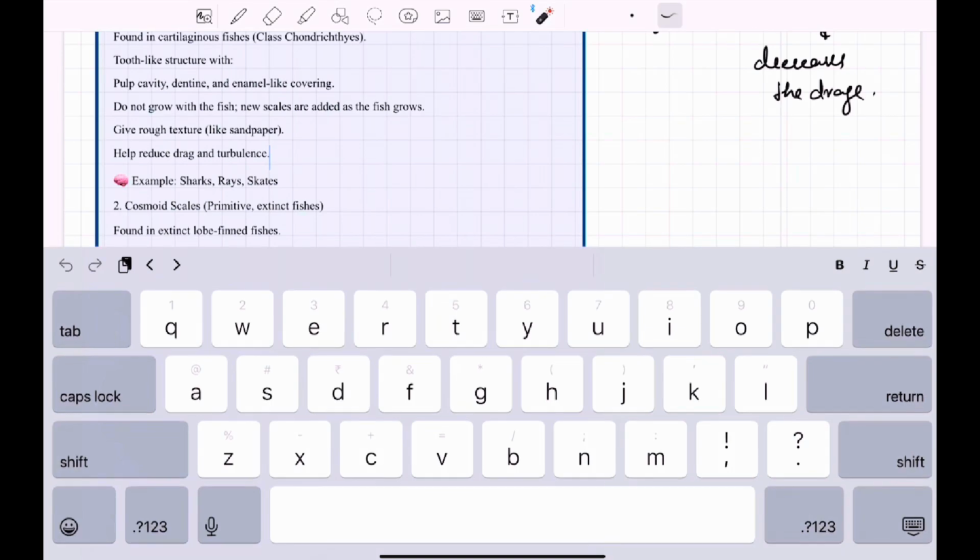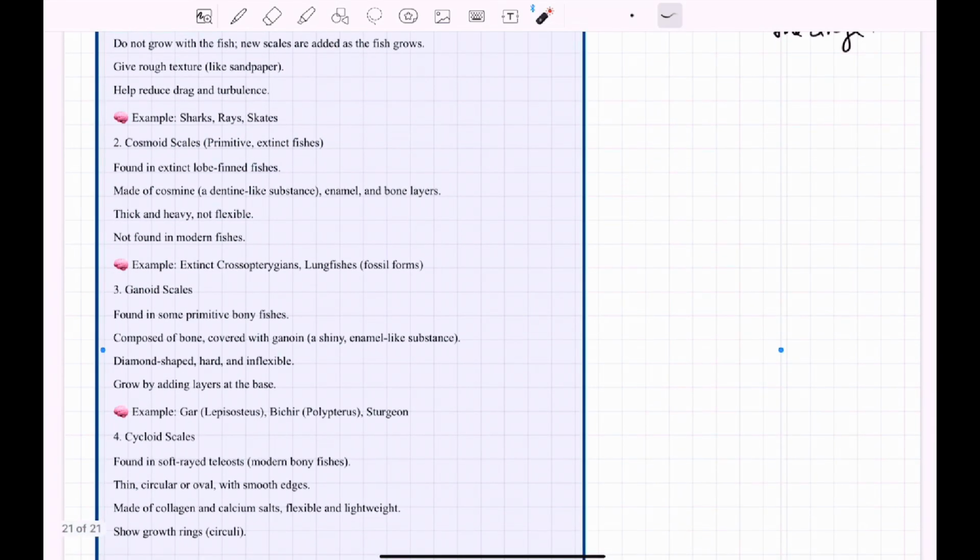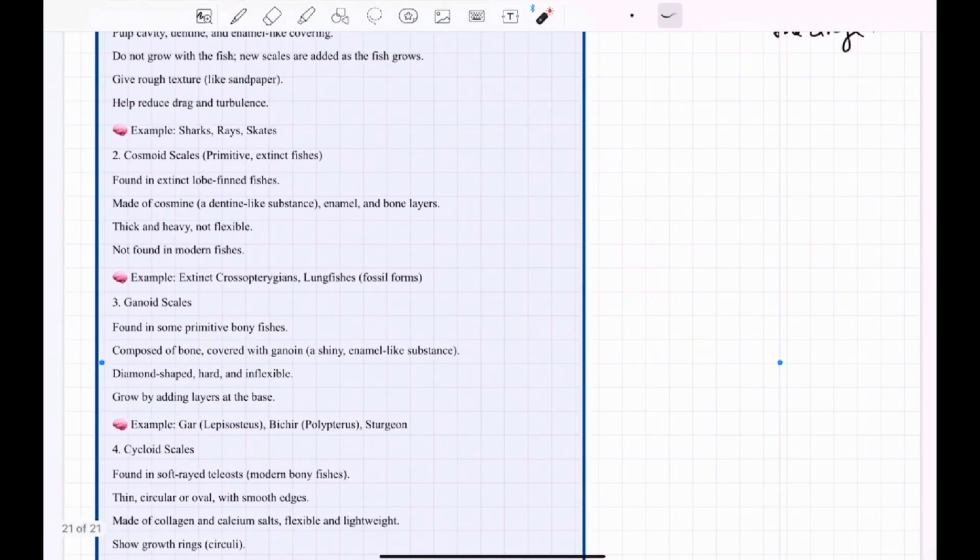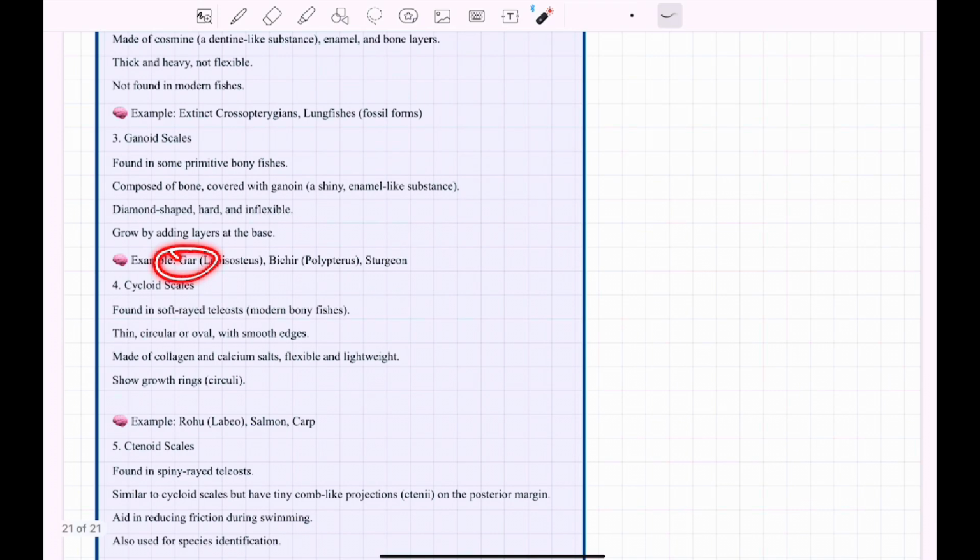Next are the cosmoid scales. The cosmoid scales are primitive and found in extinct fishes. These are made of cosmine, which is a dentine-like substance, and they have enamel and bone layers. They are thick and heavy, and they are not flexible. They are not found in modern fishes. Then we have ganoid scales. These are found in primitive bony fishes, for example, gar, bichir, sturgeon. These are diamond shaped.